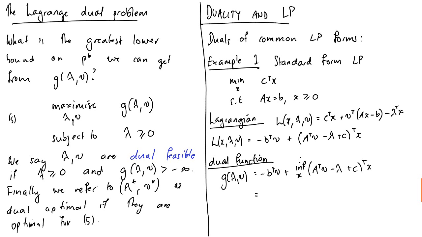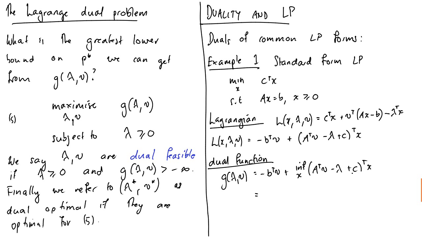If we look at this term here, think about it for a second. You might want to pause it so you don't get the answer straight away. What happens here? If we're minimizing or finding the lower bound on this term here, the A transpose nu minus lambda plus c transpose x, what happens if this term is non-zero? If there are some numbers in here, so it's not zero, then what happens is, pause now if you want to work it out for yourself, otherwise, what happens is, you can choose a value of x that makes this thing go to negative infinity.